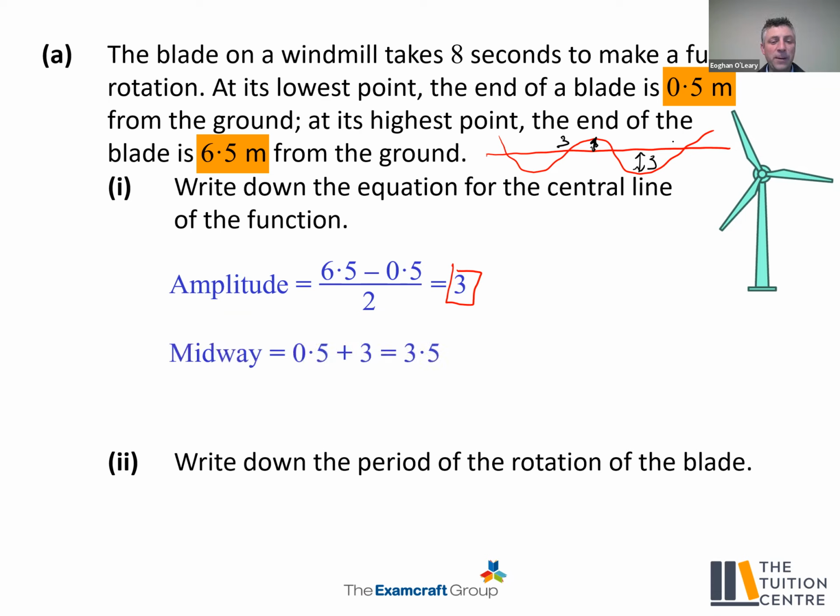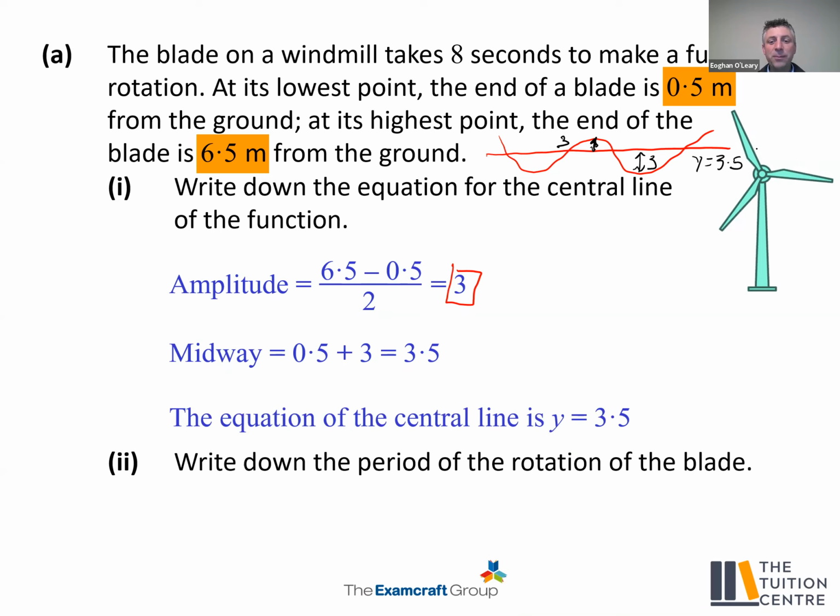Your midway line, well, you can go from your lowest point, 0.5, add the amplitude of 3, and you're going to get to 3.5. So in our case here, because we're dealing with a horizontal line, y would be equal to 3.5. We'll see a diagram for that in a moment, and that'll make it all the clearer.